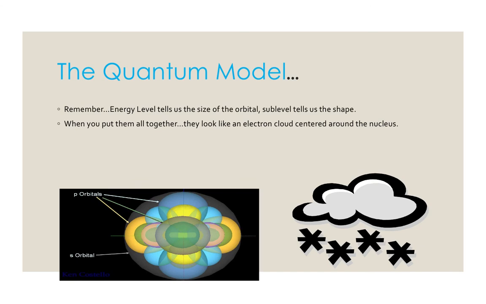So it's always good to remember that the energy level tells us the size of the orbital, whereas the sublevel, the letter, tells us the shape. When you put all of these together, the spheres and the propellers and whatever else, with the nucleus in the middle, what you end up with is this weird shape that kind of looks like a cloud, which is where, if you've ever heard people refer to the atom as an electron cloud, that's where we get that idea from.